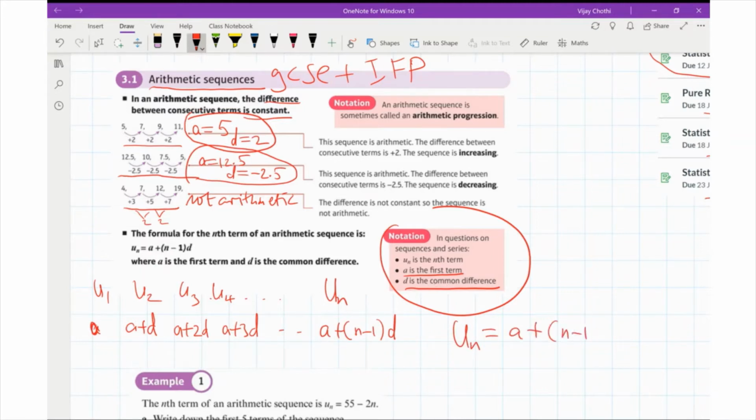I think in the GCSE and the IFP, they give you the formula. For A level, I don't think they give it to you. So by plugging in A and D, you can work out the nth term of any arithmetic sequence.